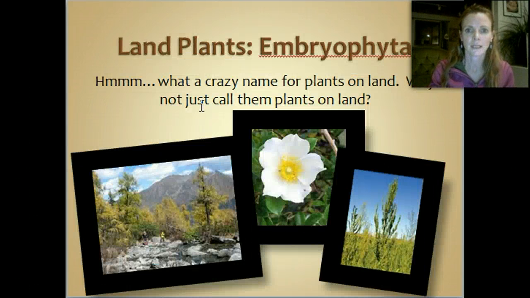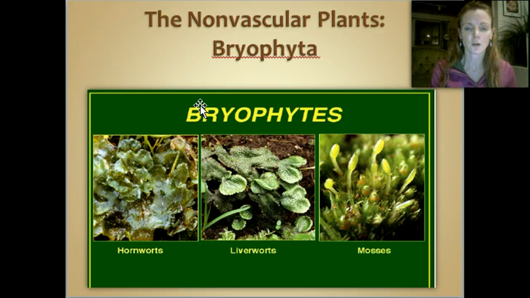Now, land plants. Embryophyta. Crazy name for land plants, right? It's kind of interesting. Why not just call them plants on land? But no, Embryophyta. That's the general term for the plants that have come onto land. I told you I wanted to talk a little bit about the non-vascular plants, like the mosses that you see. This is a real close-up version, but you've seen it on rocks and such. Liverworts and hornworts, these are what we call Bryophyta. Those are some non-vascular plants that you could see around.